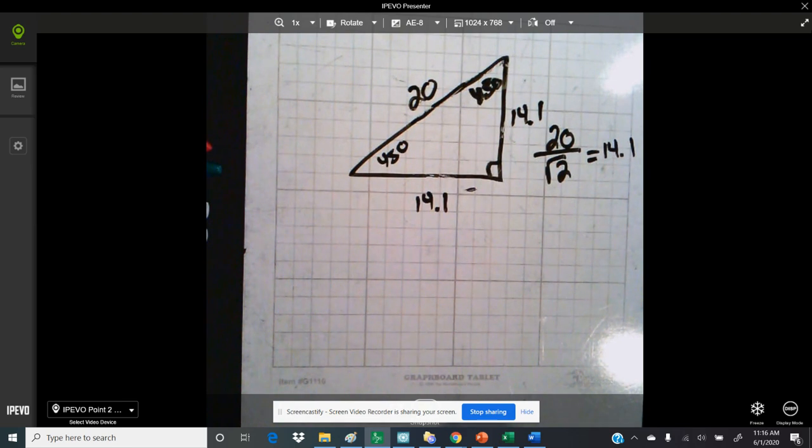And that's pretty much it for a 45, 45, 90 triangle. If you have questions, let me know.